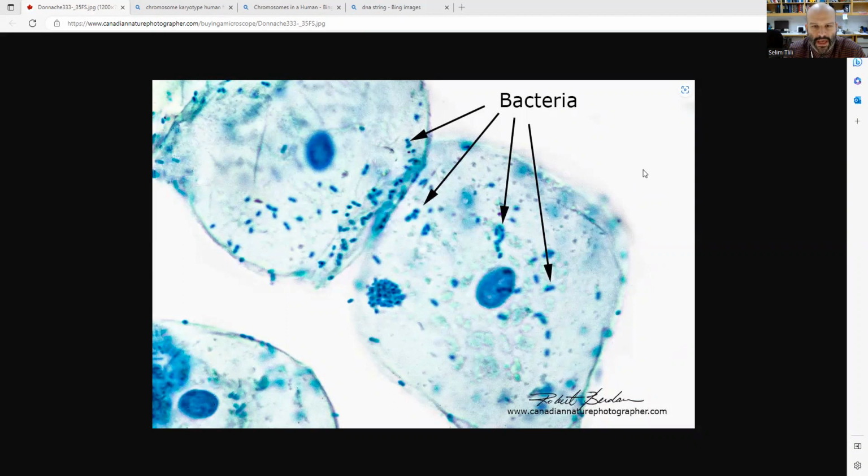Hi, students. We're looking at a cheek cell of a human magnified at 400 times. Obviously there are lots of different types of cells, but just looking at this as an example, we can see very clearly the nucleus of the cell. And there are bacteria all over it, but we really want to focus on the nucleus.